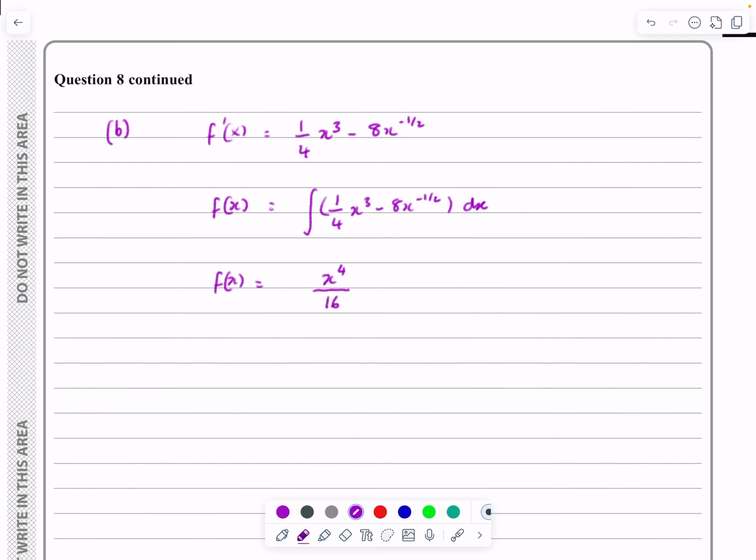With the second one, add 1 onto the power, adding 1 onto minus a half is going to make a half. So we'll have 8 divided by a half. Now you can do it slowly. I could have done this for the first part if I'd wanted to, but just to show how our working out leads to, so this is x to the 4 over 16. 8 divided by a half actually works out to be 16, so 16 x to the half plus c.